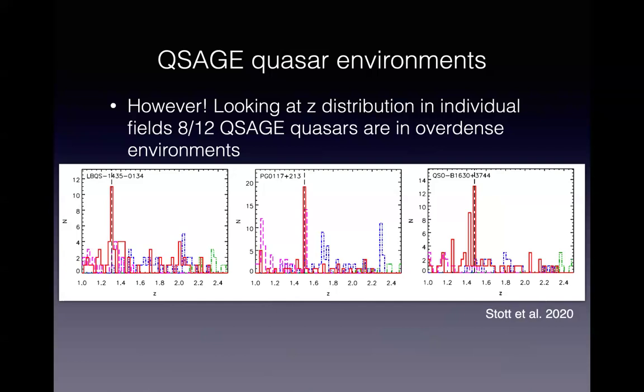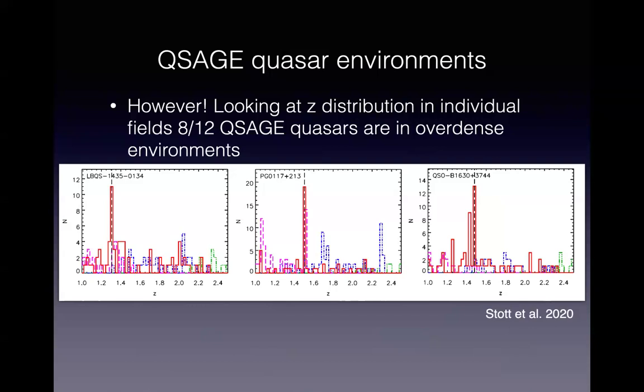So this QSAGE survey is a redshift survey, so we're getting very accurate redshifts there. We're finding lots of galaxies at the same redshift as the quasars themselves. This is at redshift 1 to 2, basically. The average redshift is 1.5. So we're looking at overdense systems at around redshift 1.5 and finding all of these overdensities.